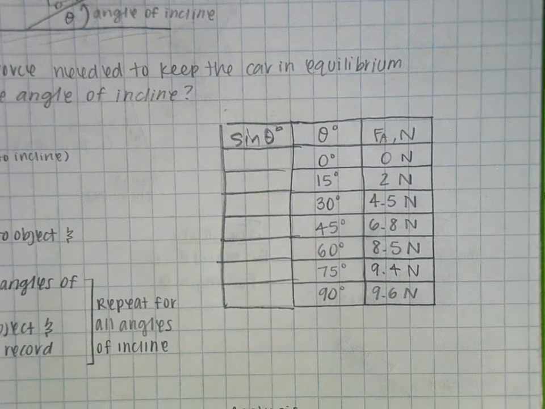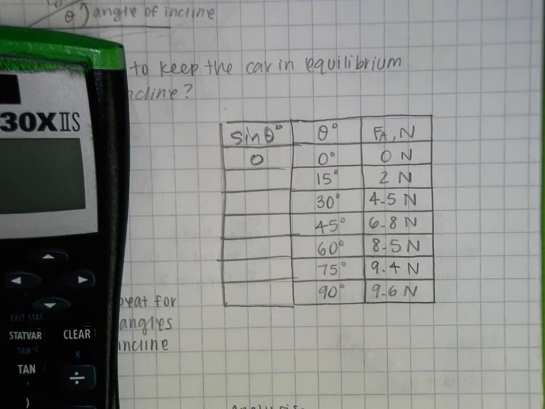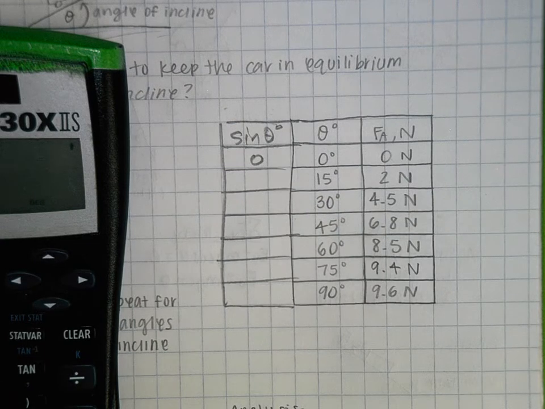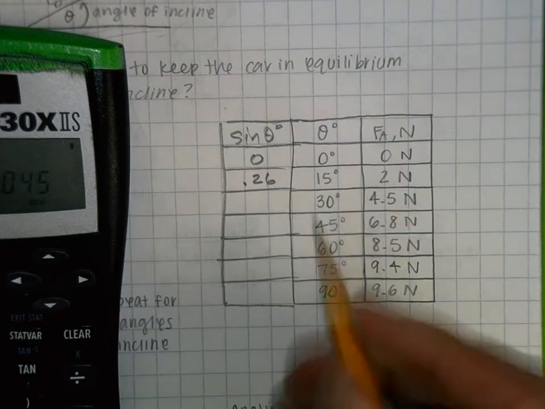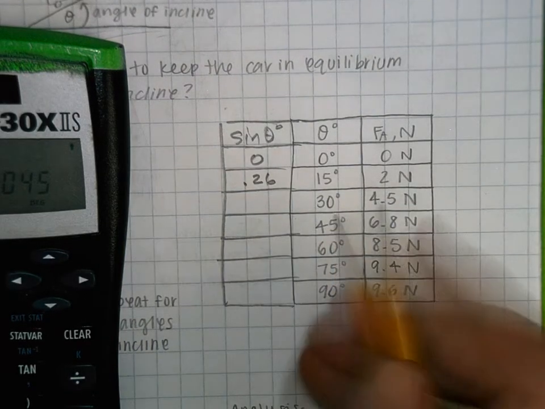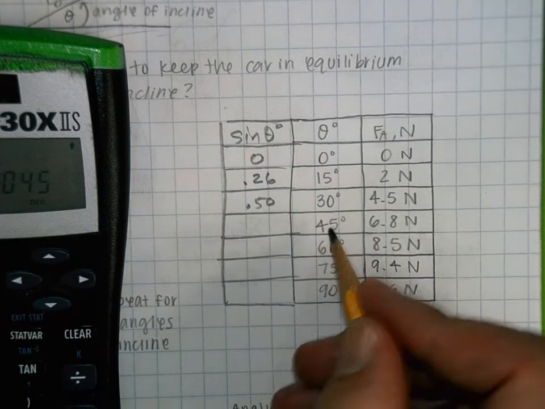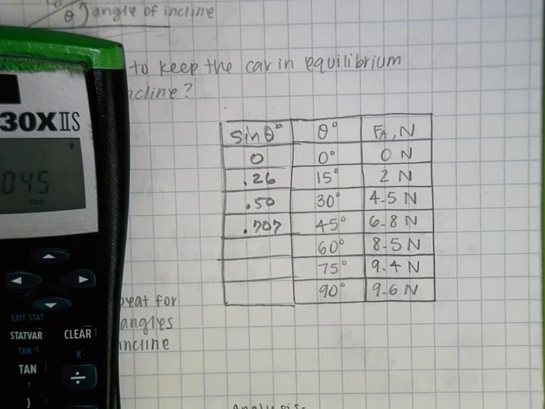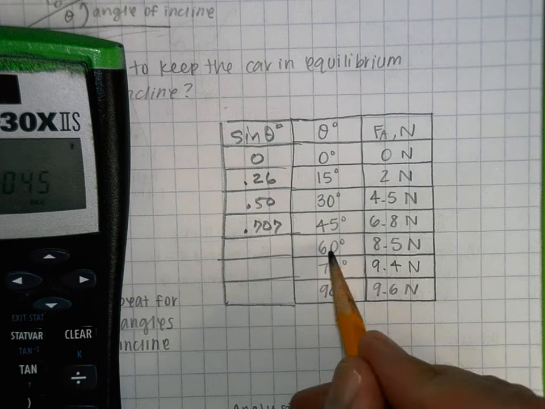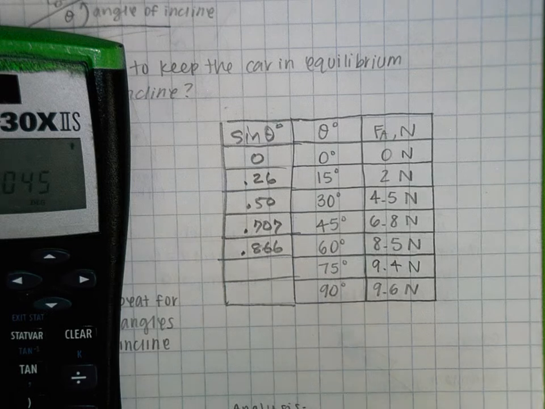I'm going to get my calculator out. What's the sine of 0 degrees? 0. What's the sine of 15 degrees? 0.258, or 0.26. What's the sine of 30 degrees? 0.5. What's the sine of 45 degrees? Root 2 over 2, or 0.707. I want decimals now. What's the sine of 60 degrees? 0.866, or 0.87 actually.